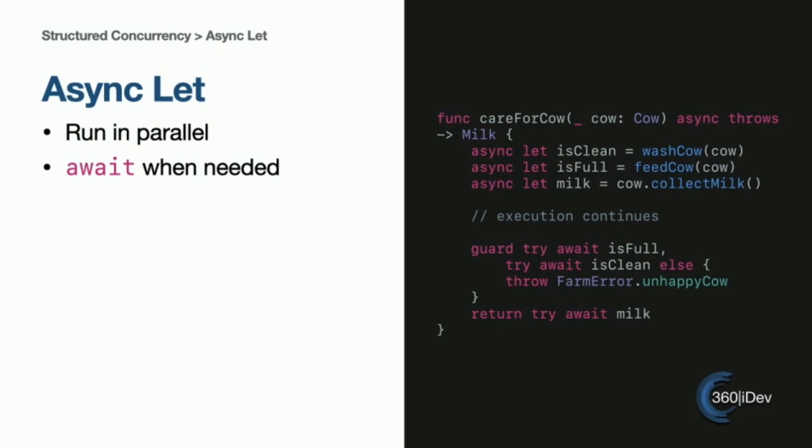So at some point, we'll need the result of one of these, whether it be is clean, is full, or milk here. And when we need to use them, we have to use await. And await here is just an acknowledgement that that function may not have returned yet. And our function here that needs to use it will need to suspend until it arrives. Also note that when we call one of these async functions that can throw, we need to use try, right, to acknowledge that an error could be thrown. And we use this when we await the value. That's just where we'd observe that happening.